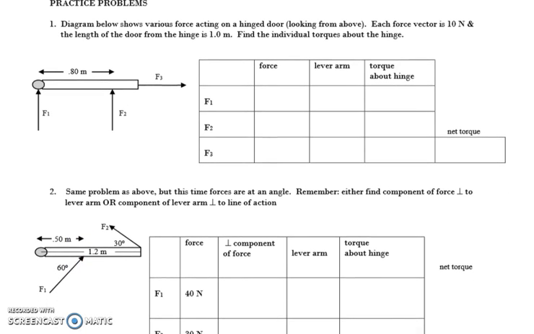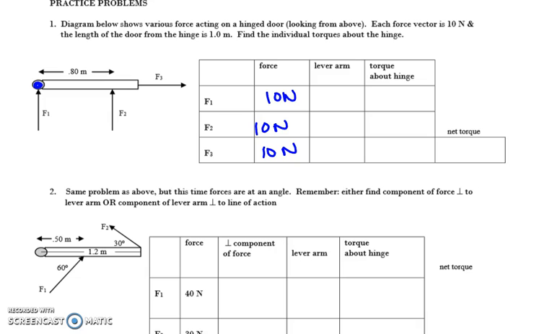Okay, so I've got a diagram of a door looking from above, and we have a hinge point right here. There are 1, 2, 3 forces acting in various directions, and we want to calculate the torque due to each of them, and then calculate the net torque. Each force is given as 10 newtons. So the trick is, what's the lever arm, so that we can calculate the torque.